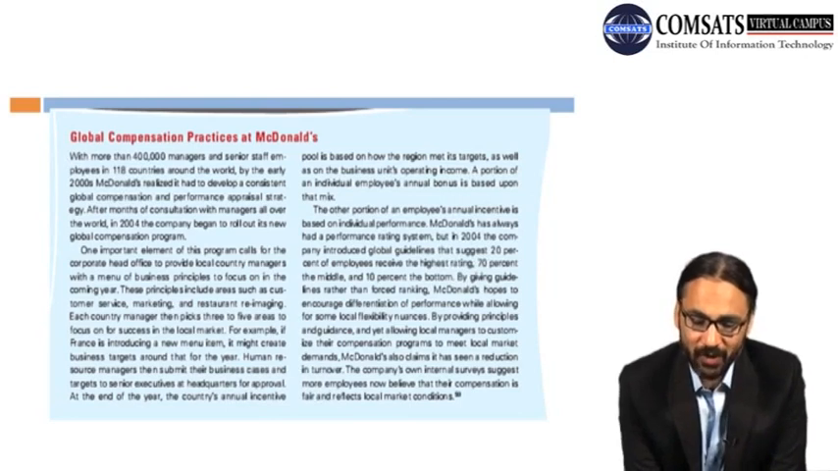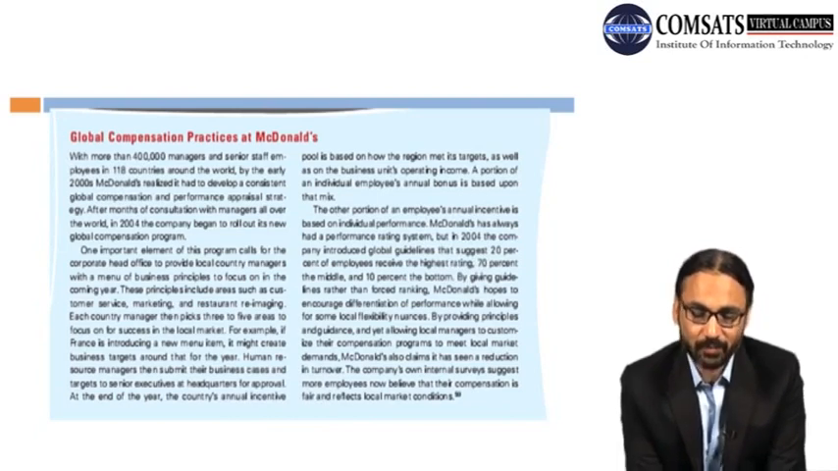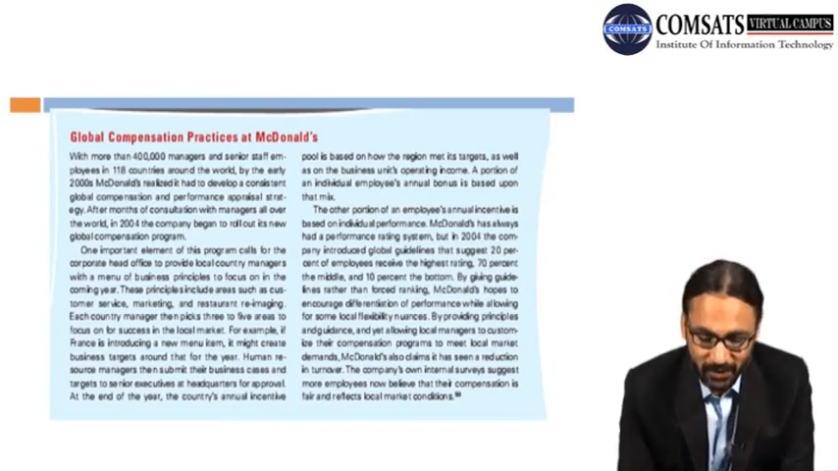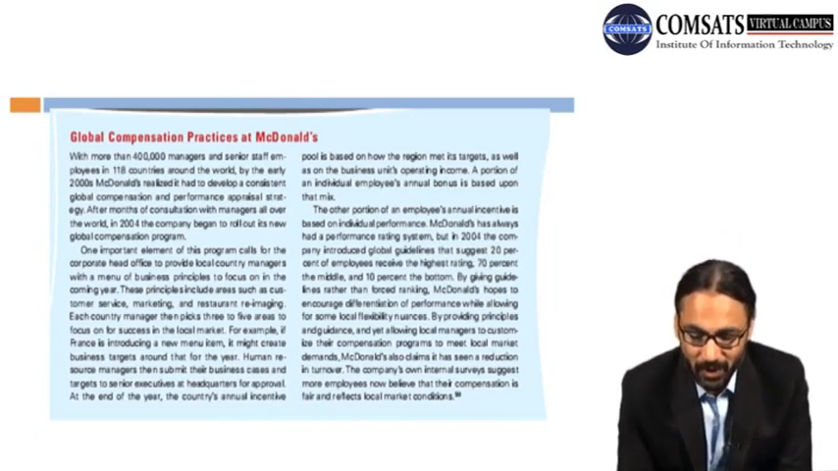The other portion of employees' annual incentives is based on individual performance. McDonald's has always had a performance rating system, but in 2004 the company introduced global guidelines that suggest 20% of employees receive its highest rating, 70% the middle, and 10% the bottom. By giving guidelines rather than forced ranking, McDonald's hopes to encourage differentiation of performance while allowing for more local flexibility and nuances.